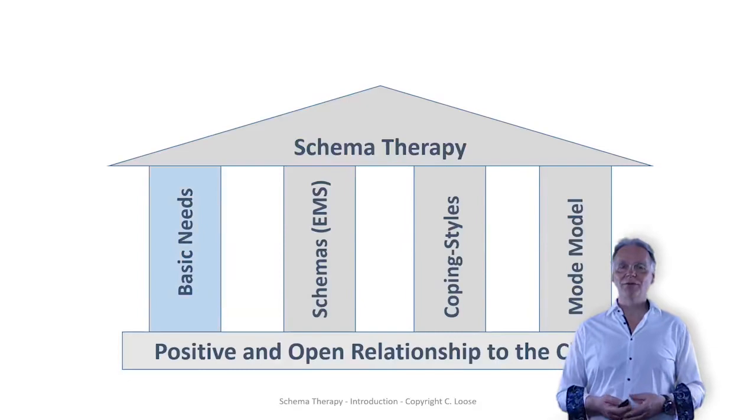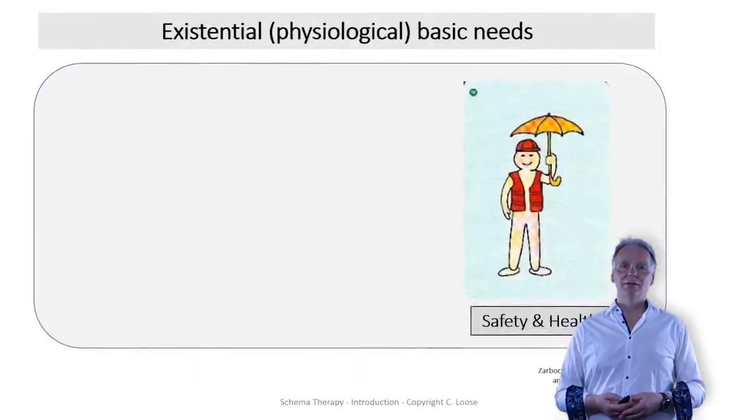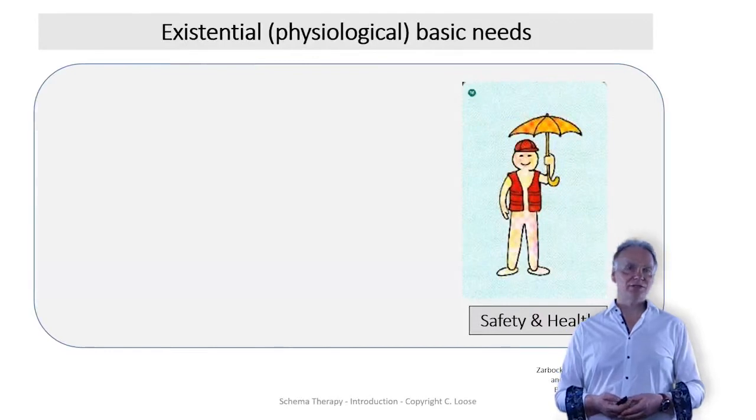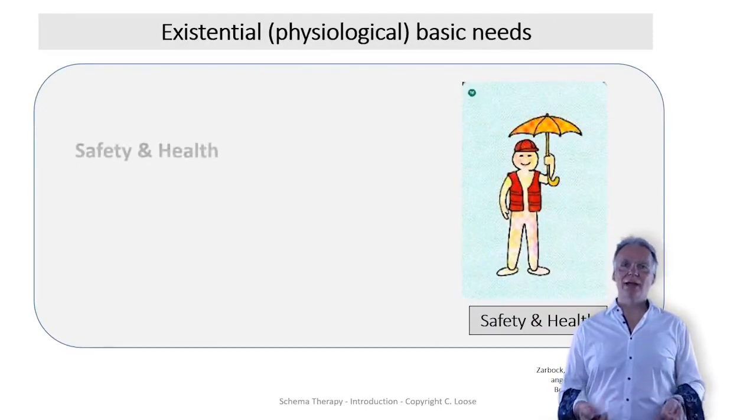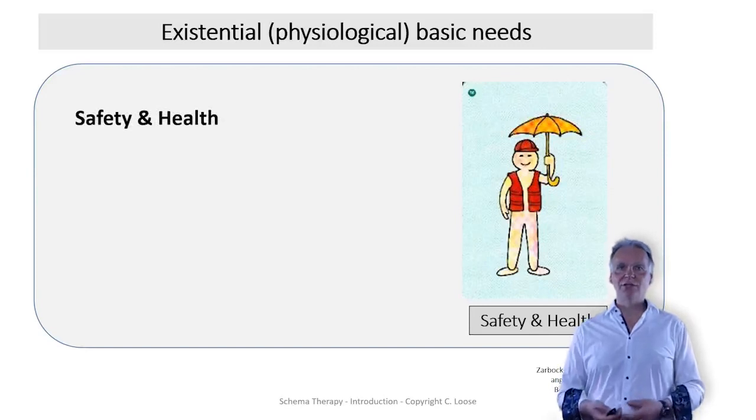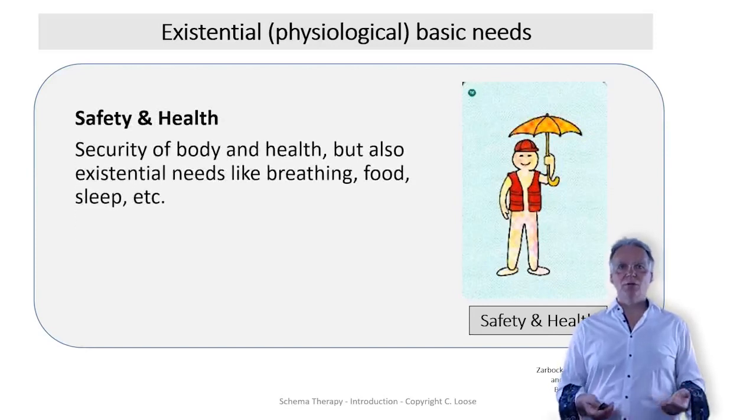So we talk, for example, about basic needs. What does that mean when we talk about basic needs? The question is, what do we all need? What is very human, and what is every human being asking for? Everyone needs safety and health. So what does that mean?